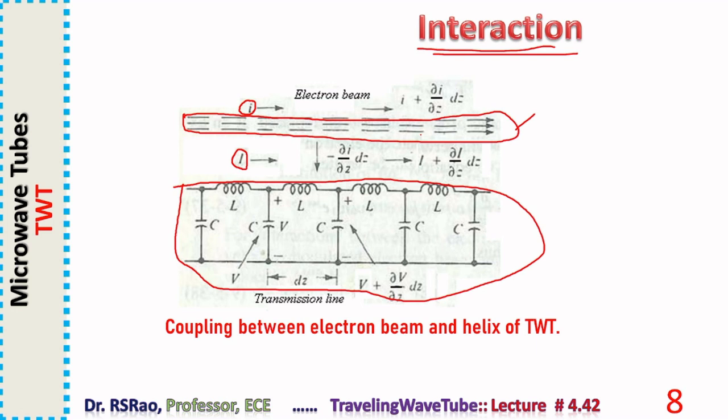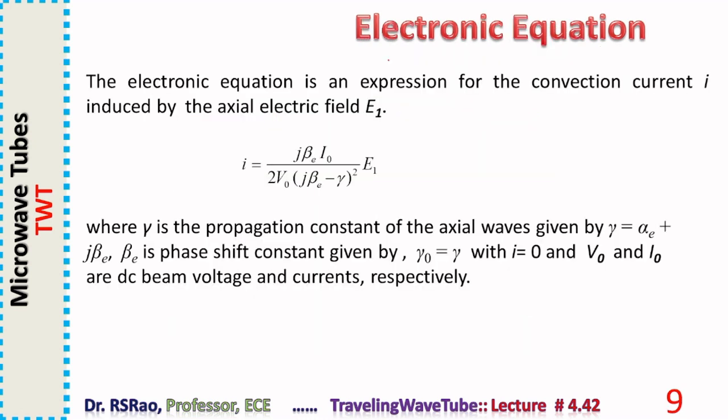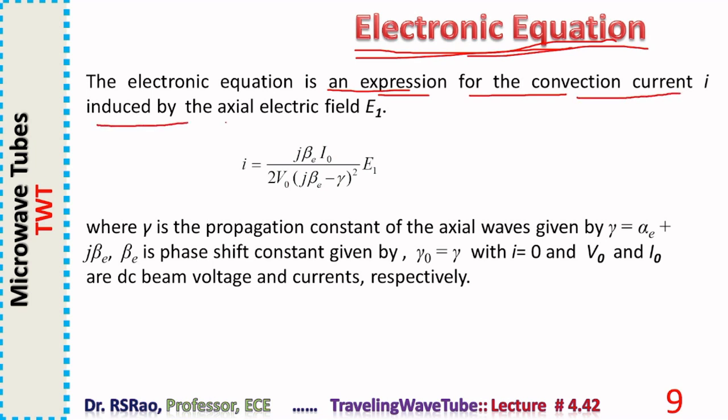There are two equations, two relations, namely the circuit equation and the electronic equation, which describe completely the mutual interaction that exists between these two, that is, the beam and the slow wave structure. A few points regarding the electronic equation. What is the electronic equation? It is an expression for the convection current I induced by the axial electric field E1.